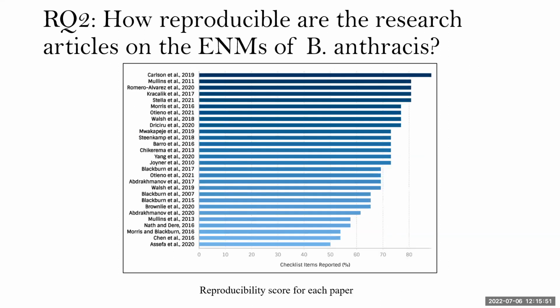Now, next here is another barcode that shows the percentage of checklist items reported in each individual study. So you can view it as sort of a reproducibility score, and it provides an illustration of the performance of each study in terms of reproducibility. And you can see the individual scores reported varied between 50% and 88.5% of all checklist items.